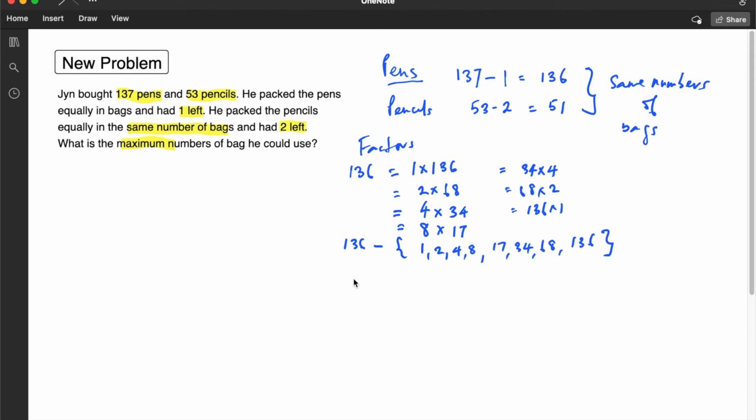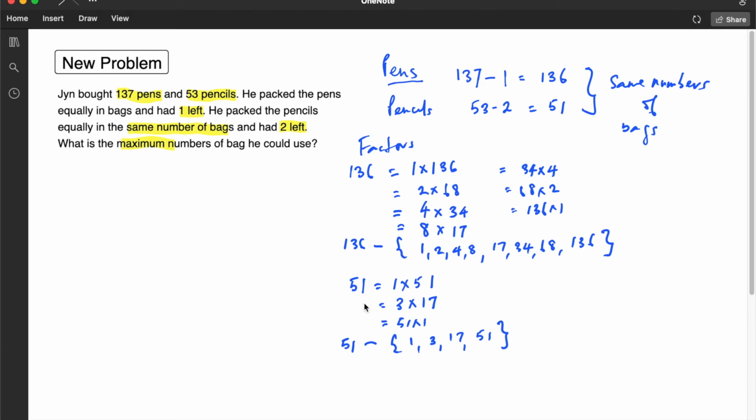So we need to do the same for 51. What are the factors of 51? It will be the same: 1 multiplied by 51, and then 2 is not possible because it's an odd number. Then we have 3 multiplied by 17, and then we don't have any other number except for 51 multiplied by 1, which is actually the same as the first one. So the factors of 51 are 1, 3, 17, and 51.